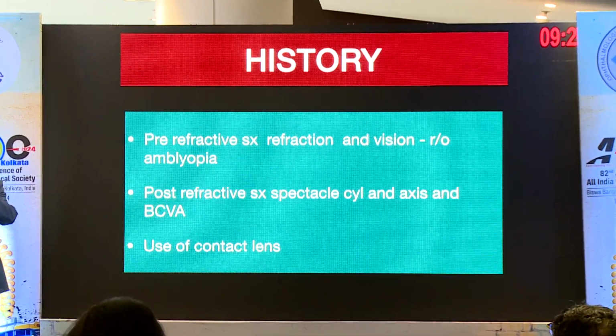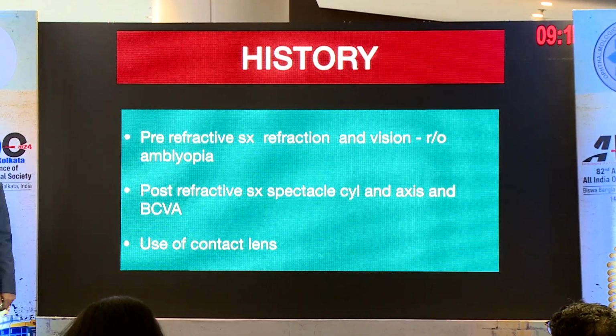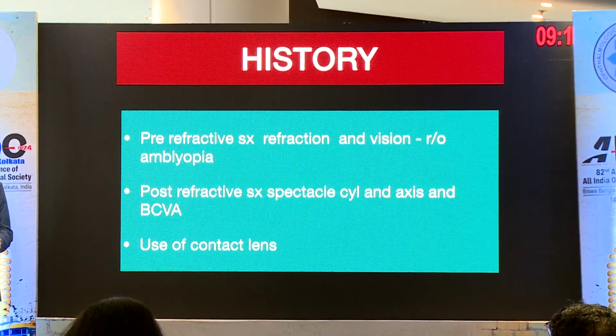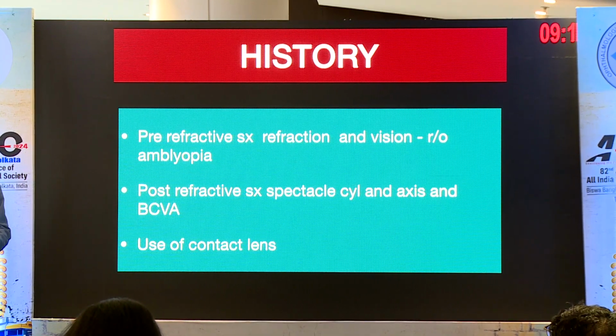Whenever a patient comes to you with a history of undergoing refractive surgery, it's very important to look at the pre-refractive surgery refraction and the vision of the patient. That will tell us whether the patient was having indeed any amblyopia. And once the patient has undergone refractive surgery, check the spectacle cylinder and the axis and the best corrected visual acuity, because that will tell us the quality of vision that the patient was enjoying.